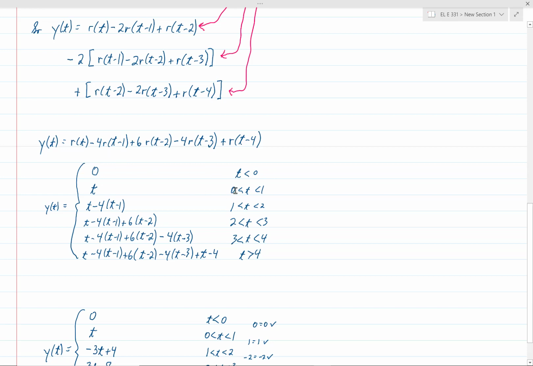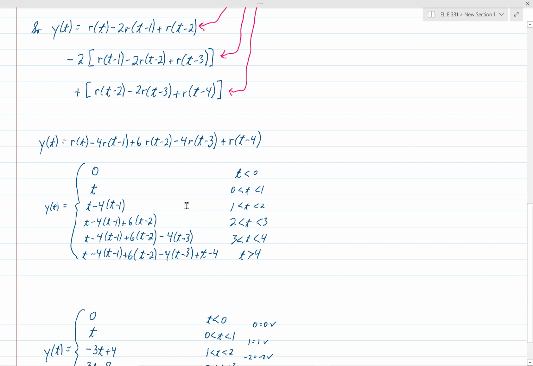Now, as we move past that, as we get into the range for t between 0 and 1, just this first term has turned on. And remember, when it turns on, r of t is equal to t. Okay? Now, as we continue to increase t, and it gets now greater than 1, but still less than 2, well, then the first two terms will be turned on. So we have a t for the r of t term, and then minus 4, that comes down, and r of t minus 1 is t minus 1. So that's how I get this.